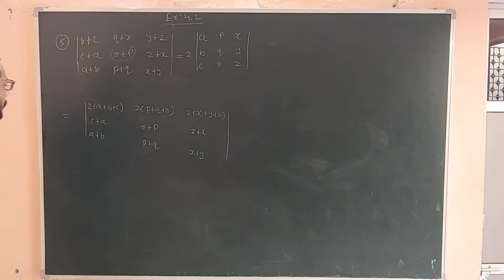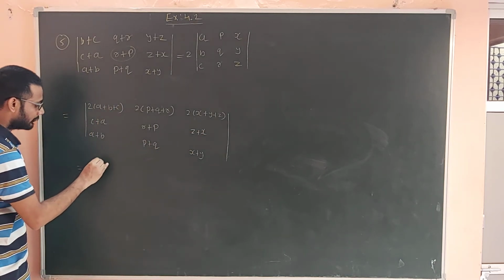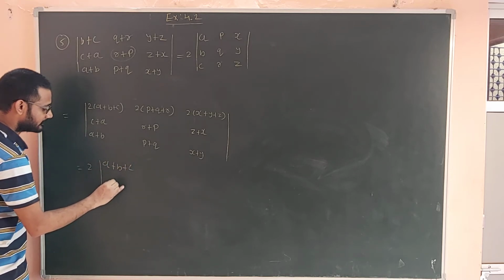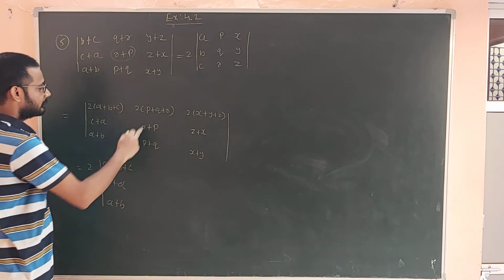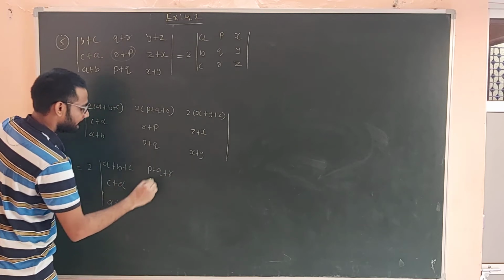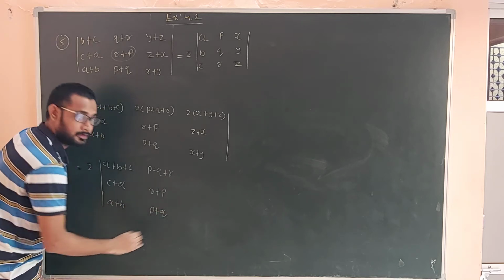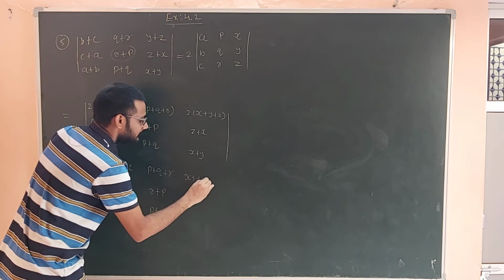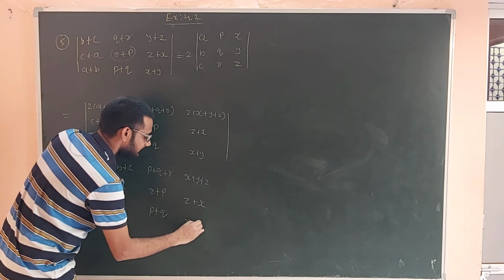Now we common out 2 from the row 1. So we common out here 2 from the row 1. So A plus B plus C, C plus A as it is, and A plus B also as it is. 2 common out. So here what remains? P plus Q plus R. Then here R plus P. Then here P plus Q. Okay. Then 2 common out. So what remains here? X plus Y plus Z. Then Z plus X. Then here X plus Y.